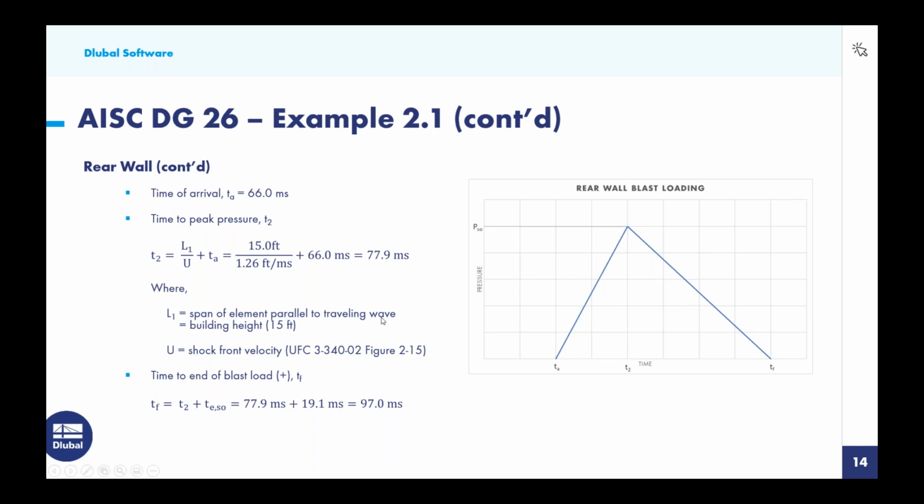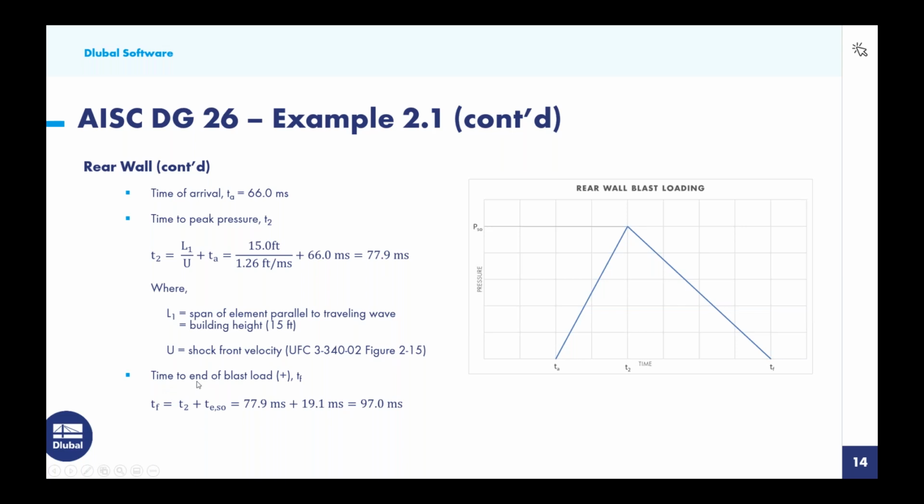In our case today, it's how long it's going to take for this charge to reach the top of the wall, and that's 15 feet in height. U is the shock front velocity given to us a couple of slides ago from UFC figure 2-15. So we divide this length by velocity, we get a time, and ultimately we get 77.9 for T sub 2 here.